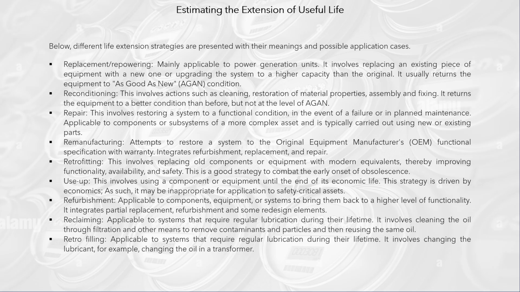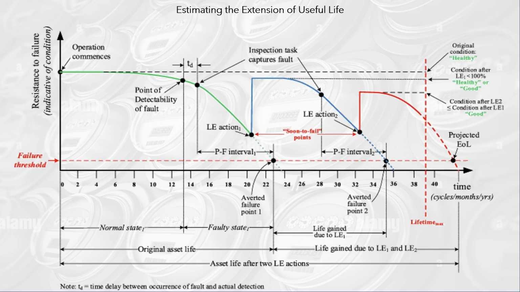Use up, this involves using a component or equipment until the end of its economic life. Refurbishment, applicable to components, equipment, or systems to bring them back to a higher level of functionality. Reclaiming, applicable to systems that require regular lubrication or maintenance during their lifetime. Retrofilling, applicable to systems that require regular lubrication or maintenance during their lifetime. The figure shows the impact of single and multiple EUL actions on an asset. Two periods stand out: original asset life and additional asset lifetime gains due to good maintenance actions. These actions are L1, in green, and L2 in blue.